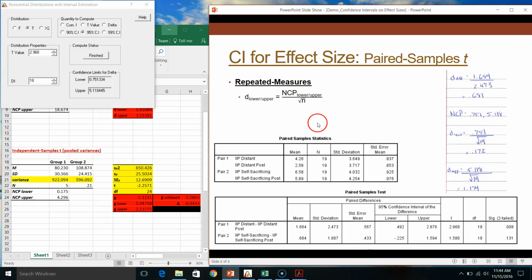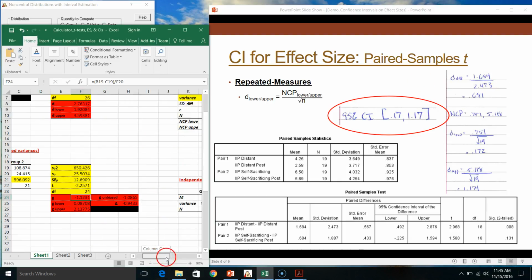So we mark that down, and just as we did before, we take these bounds and plug them into this formula to get our upper and lower bounds for our effect size. Lower bound 0.751 divided by the square root of your sample size. Again, make sure this is your sample size, not your degrees of freedom. And you get a lower estimate of 0.172. Take the upper bound, 5.118, divide that by the square root of your sample size, and get an upper bound of 1.74. That ends up with a confidence interval around your effect. So point estimate, about 7/10 of a standard deviation reduction, but we would expect this effect in the population to be anywhere from a little under 2/10 of a standard deviation to over a full standard deviation reduction.